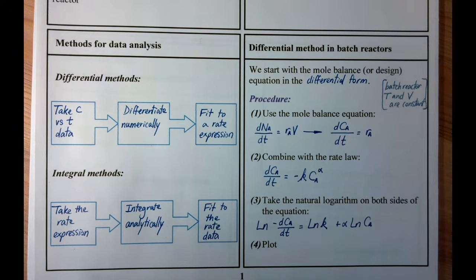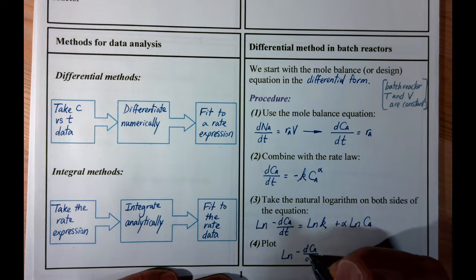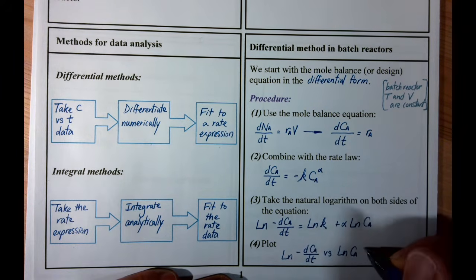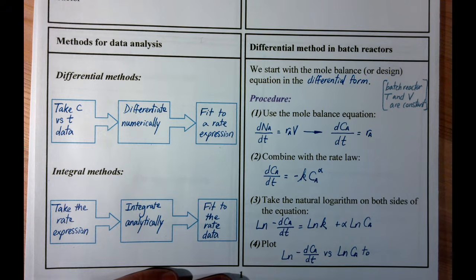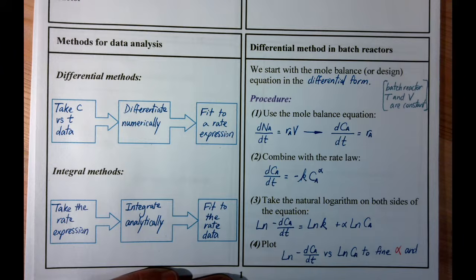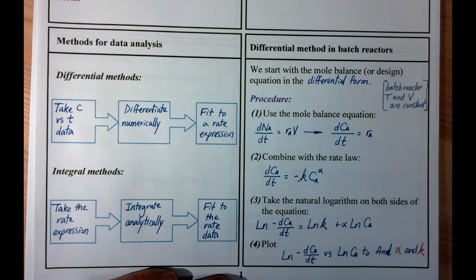And then I can plot natural log of negative dCA/dt versus the natural log of CA, which will be a line, and from there I can find the slope of the line, which is alpha, the order of reaction, and from the intercept I can find natural log of k, and from there solve for k, to find alpha and k.